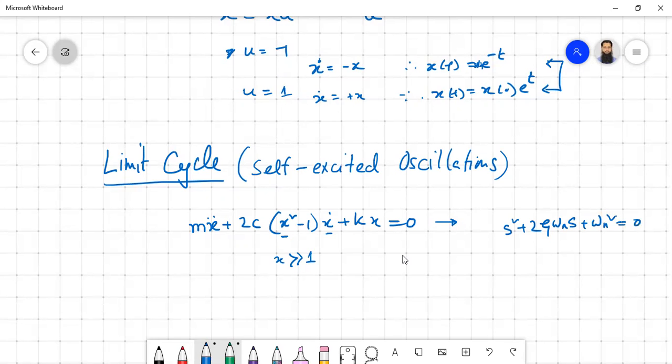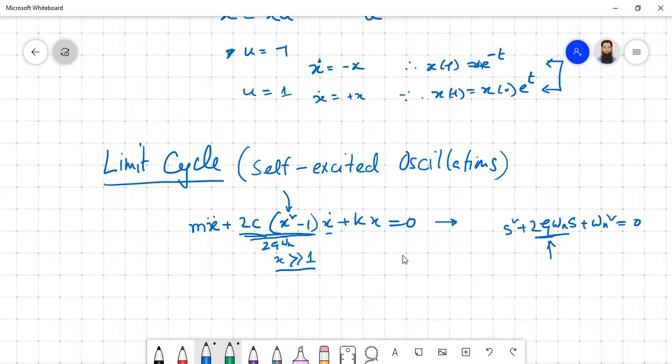Okay, so this is your generalized second order equation. As you can see, this twice zeta omega n is where you have damping. Now this term, twice c times (x squared minus 1), is equivalent to twice zeta omega n. So this is actually a position-dependent damping coefficient. Because of which, if the position is higher than 1, this variable will be positive, and because of which your damping will be positive and your system is going to absorb energy.